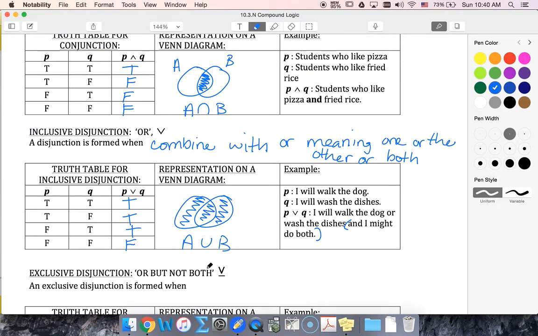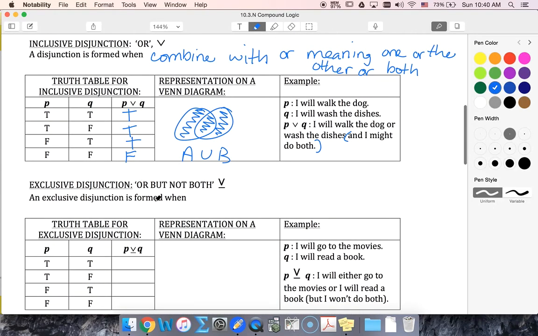Exclusive disjunction, now I'm going to underline this symbol, and this means that we do not do both. So this is a very strict or. You do one thing or the other thing, but not both. So if you were thinking about going to the movies or reading a book, well, you're not going to read a book at the movies. So I will either go to the movies or I will read a book. Here, this word either is really important because it implies that you're only going to do one of them.